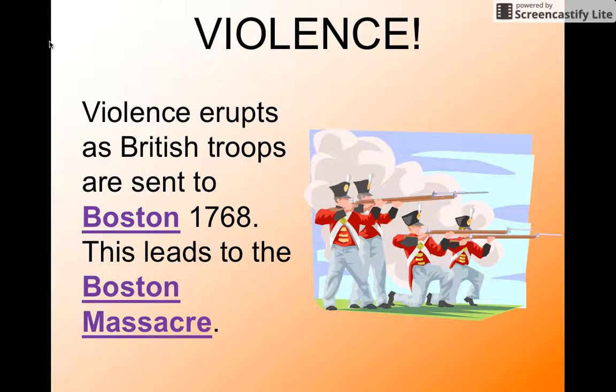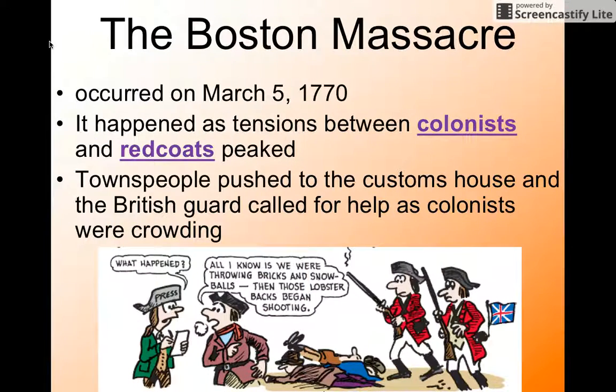Violence eventually erupted as the British troops were sent to Boston in 1768. This leads to the Boston Massacre. The Boston Massacre occurred on March 5th, 1770. It happened as tensions between the colonists and the Redcoats peaked. Townspeople pushed to the customs house, and the British Guard called for help as colonists were crowding.